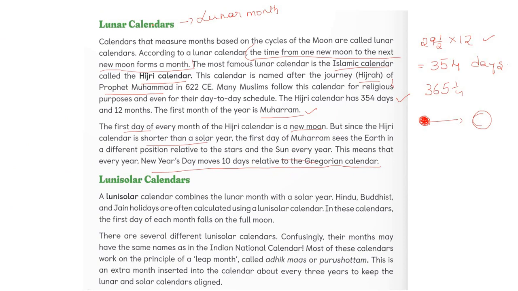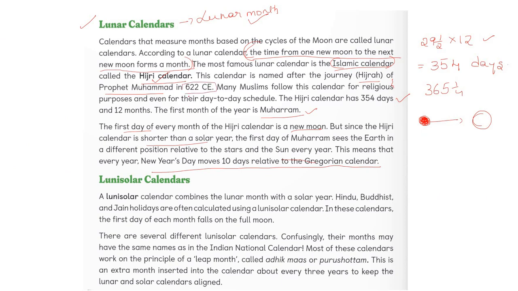Okay. Now once again revise. What are lunar calendars? Calendar based on lunar months. What is lunar month? The time from one new moon to the next new moon forms a lunar month. Which is a lunar calendar in use? Islamic calendar. What is the other name for Islamic calendar? Hijri calendar. After whose journey the calendar is named? After the journey of Prophet Muhammad. What is the name of the journey of Prophet Muhammad? Hijra.